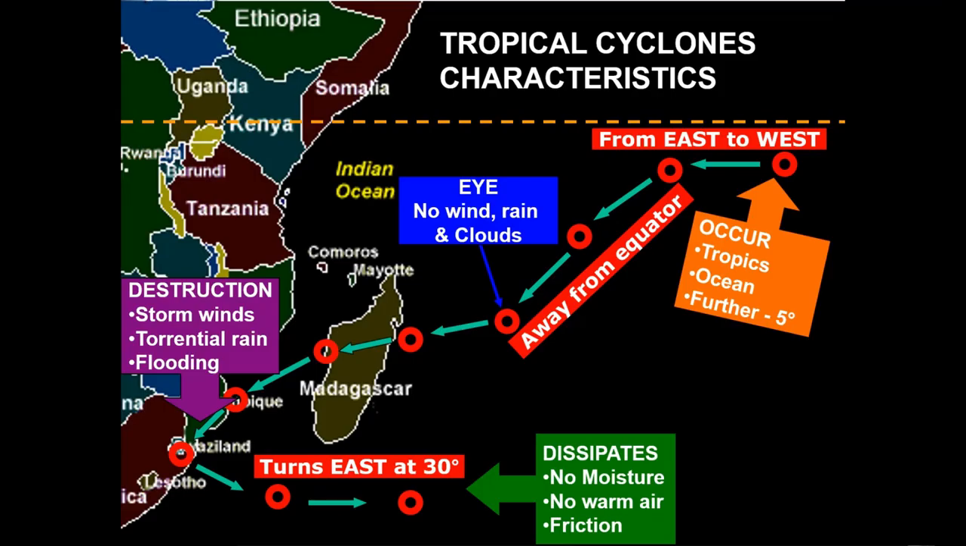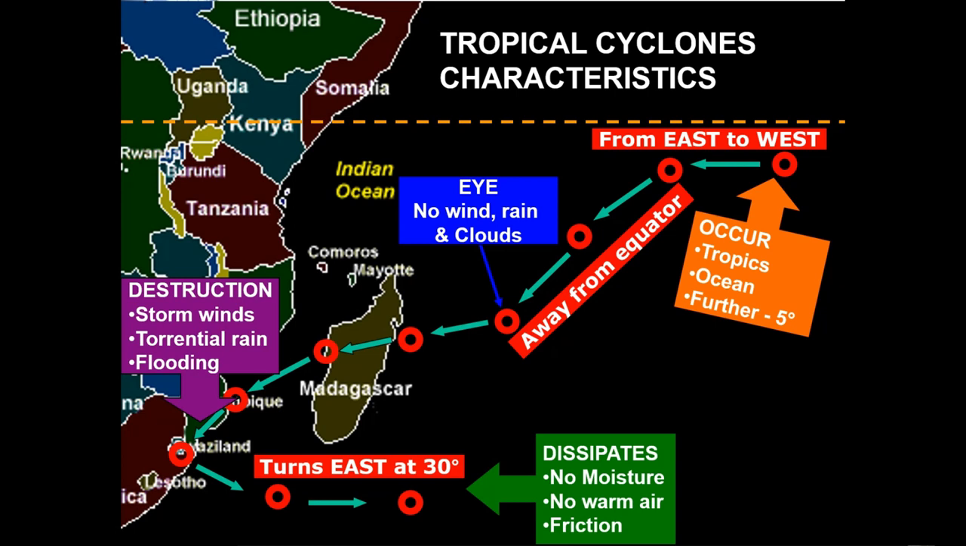In any case, it always develops on the east coast of the continents. Here in South Africa, you can see that we don't always have the effect of it. To the south, we don't have it. But to the north, for example, Mozambique and northern parts of South Africa, they will experience it. So what are the characteristics of tropical cyclones? It occurs in the tropical area. It moves from east to west, and it always forms a path. So it moves away from the equator.